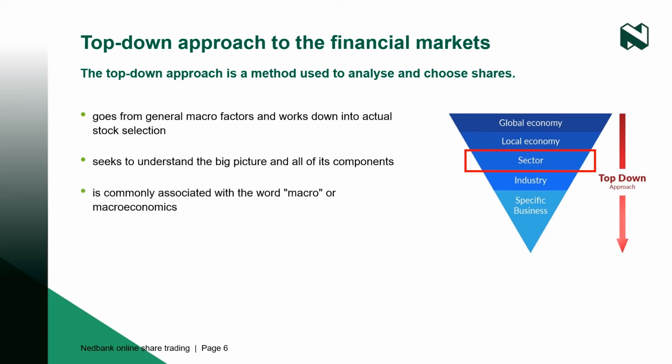Top-down is commonly associated with the word macro or macroeconomics. Macroeconomics is an area of economics that looks at the biggest factors affecting the economy as a whole. These factors often include things like the interest rates, unemployment rates, global and country-specific gross domestic product, and inflation rates. A trader seeking a top-down perspective wants to look at how systemic factors affect an outcome. They are seeking to understand how the big picture trends are affecting the entire industry.